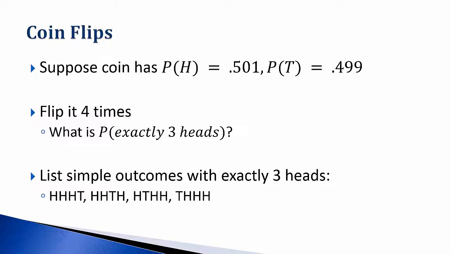HHHT means the 4th one was tails. HHTH means heads, heads, tails, heads, so the 3rd one was tails. HTHH is tails on number 2, and THHH represents tails, then 3 heads. There are only 4 ways. With these small numbers, it was easy to solve. It would be a lot harder to get the number of ways to get 3 heads on 10 flips.